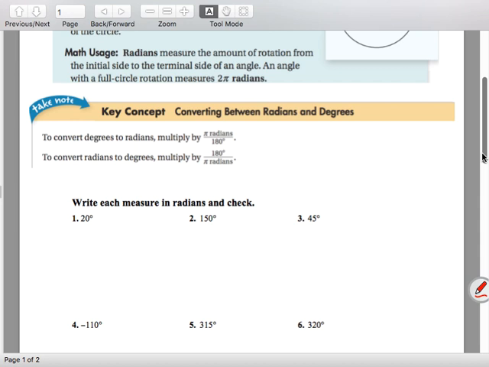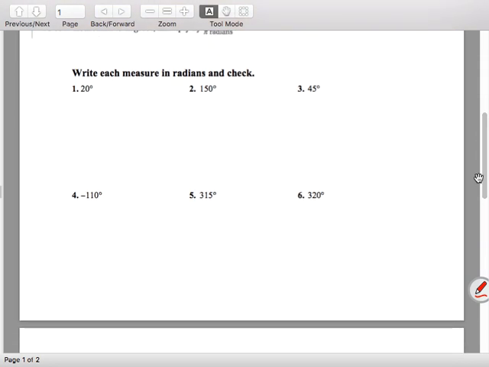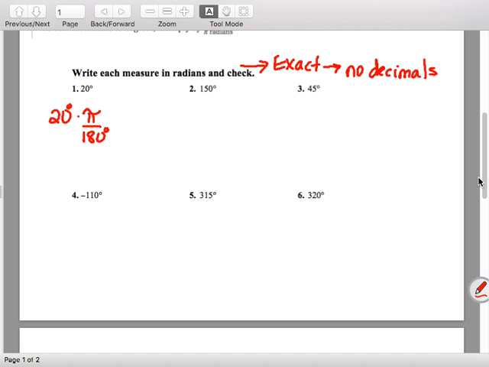If I want to convert from degrees to radians, you're going to multiply by pi radians over 180. Or if I want to convert from radians to degrees, I multiply by the conversion factor 180 over pi. So we're just going to hammer these out. All you're going to do in this group to write in radians is multiply by pi over 180. We're going to do these exact. That means no decimals. You should not be pressing anything on your calculator.